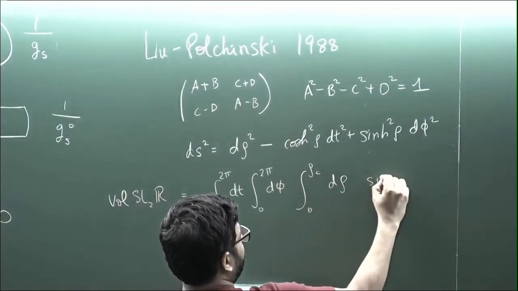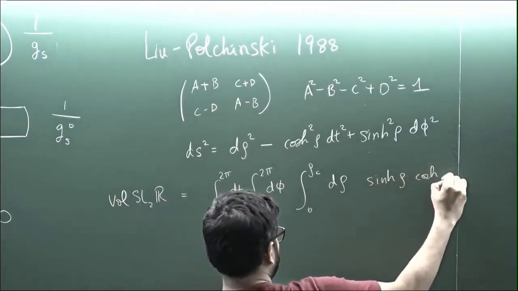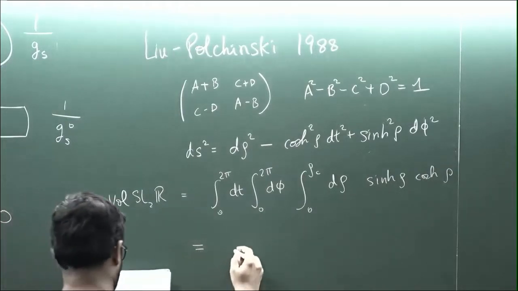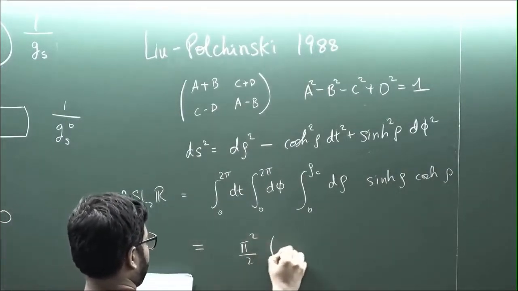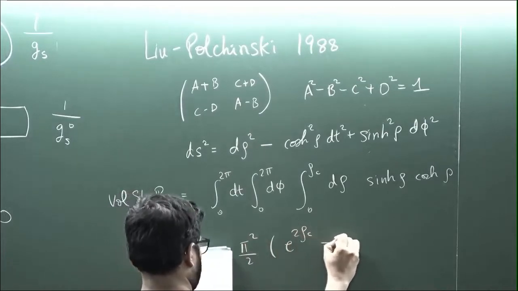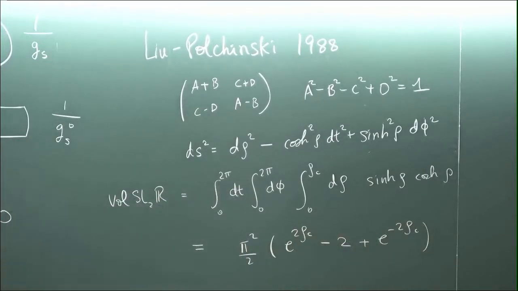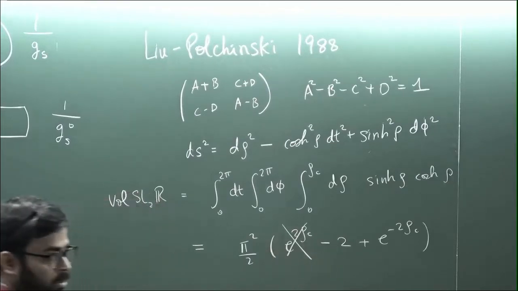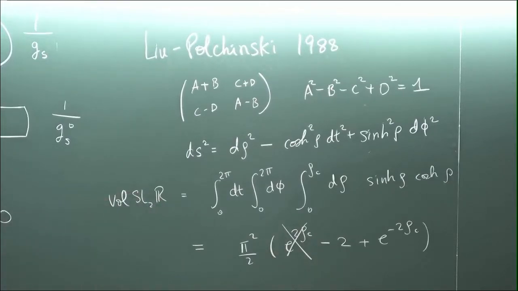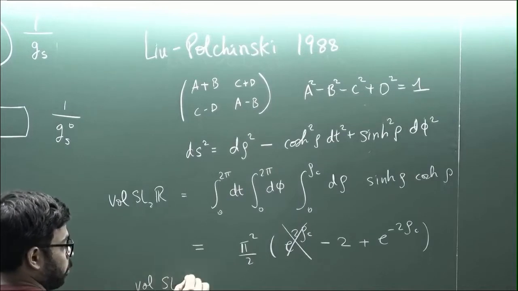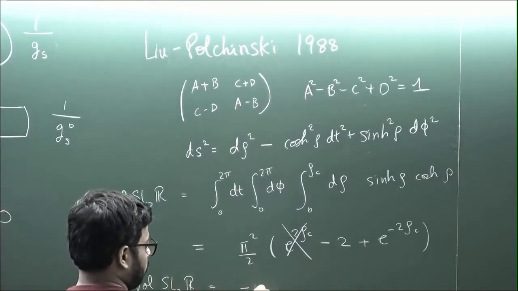And the metric volume factor here is like this. So this is a completely elementary integral. You can do this, and you get pi squared over 2 times e to the 2 rho_c, minus 2, plus e to the negative 2 rho_c. Okay, so the idea in this paper is to just drop this term. It's the term causing the divergence in the volume of SL(2,R), but the claim is, let's just define the volume of SL(2,R) to be this finite piece that's left over.